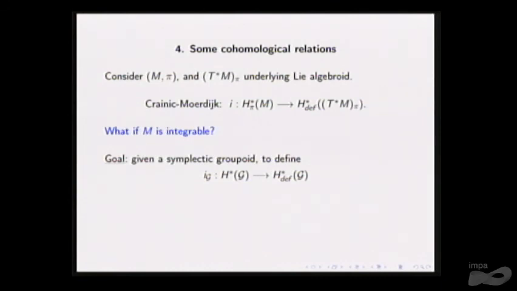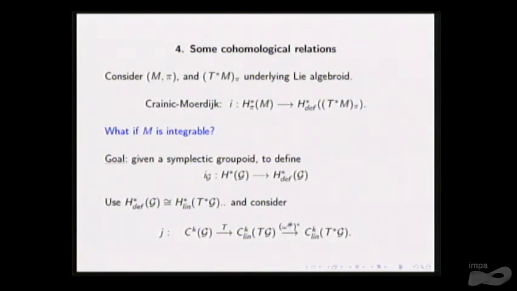So, to define this map, we use two facts. Let me tell you some things about this map. We use two facts. The first is that we have this isomorphism between the deformation cohomology and the linear cohomology of the cotangent groupoid. This is an isomorphism only in cohomology. We don't have this isomorphism at the level of complexes. We have a quasi-isomorphism, and this was made in a work of Alejandro and Thiago.